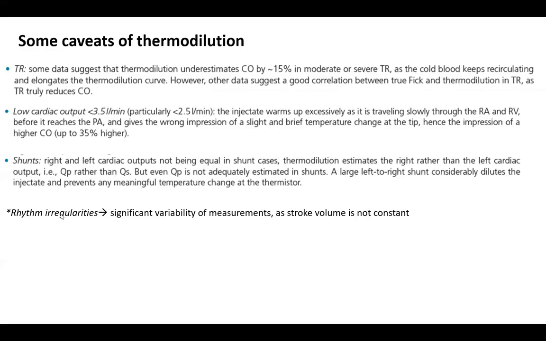Another caveat is rhythm irregularities. Remember, thermodilution measures cardiac output over a few seconds only. So if you have AFib, depending on what part of the AFib cycle you're falling in, you may very much underestimate or overestimate the true cardiac output that's averaged over a minute, okay? So again, keep those ideas in mind. Stroke volume is not constant with AFib. The short RR interval lowers cardiac output more than the long RR makes up for it.